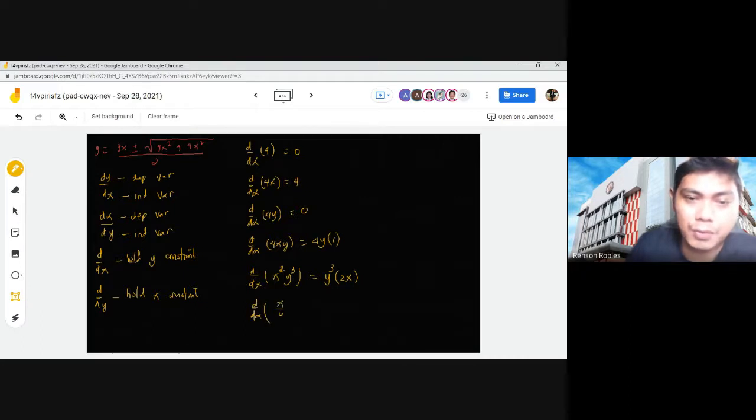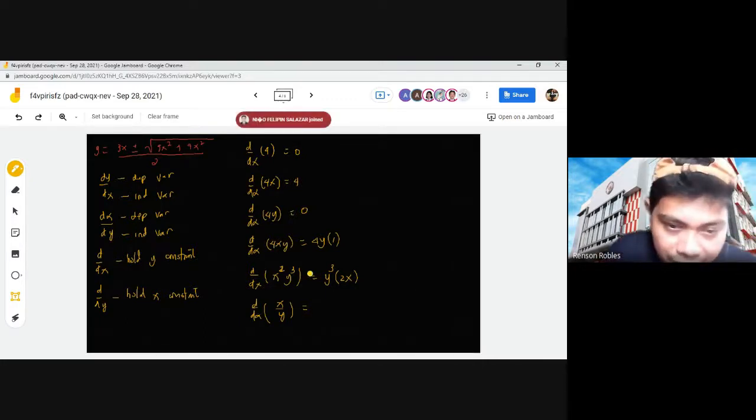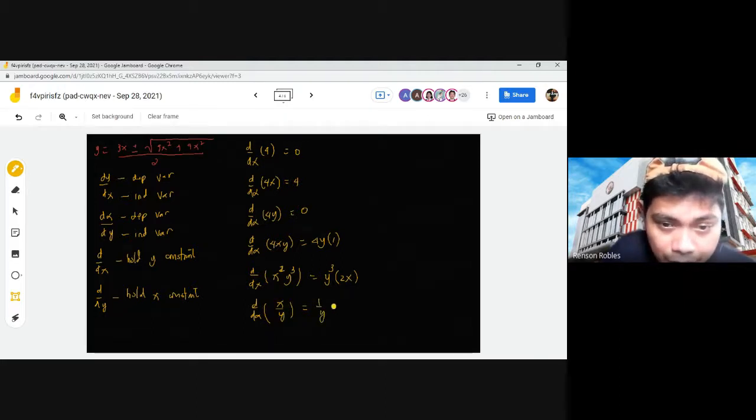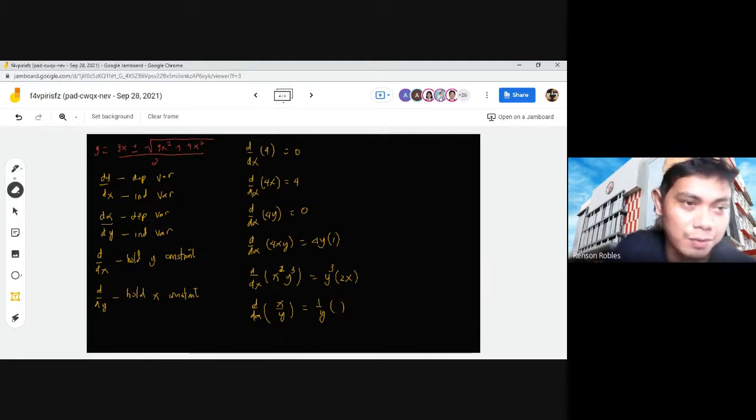One more. Say x over y in terms of x. The variable on the denominator. Okay? In terms of x, y is constant. So you just copy 1 over y, then the derivative of x. That's 1. The derivative of x is 1. Sorry, that's 1 over y.